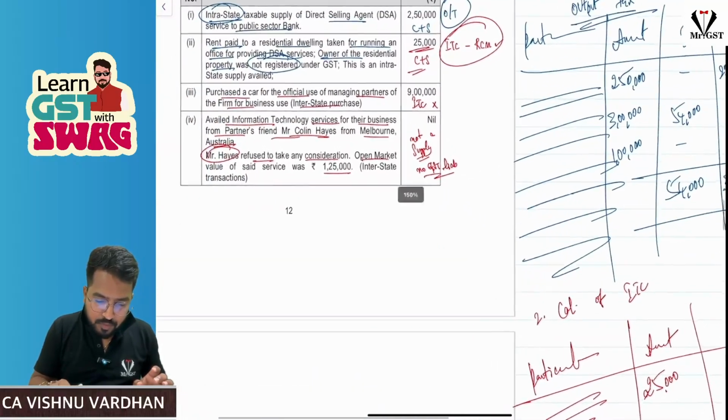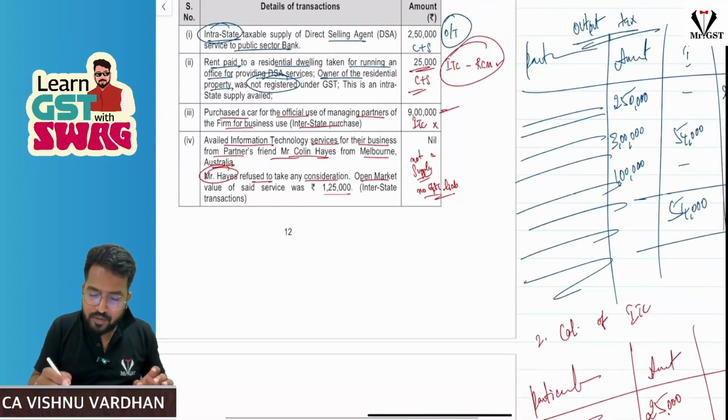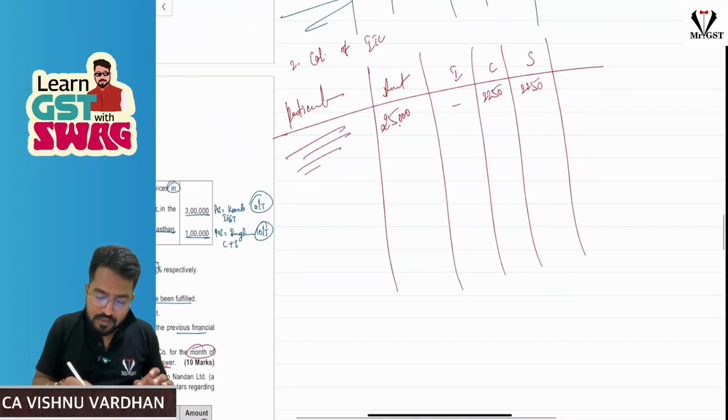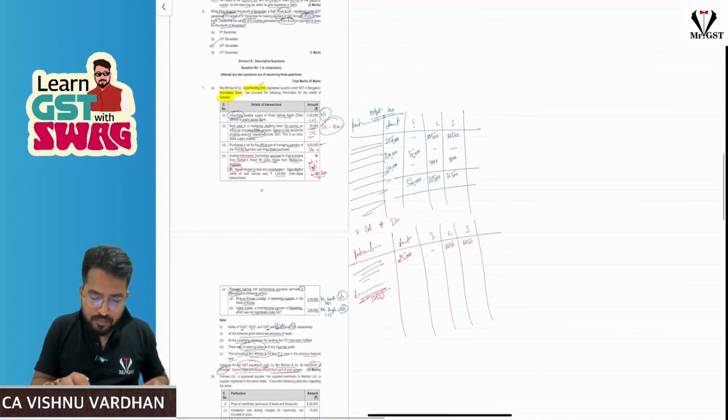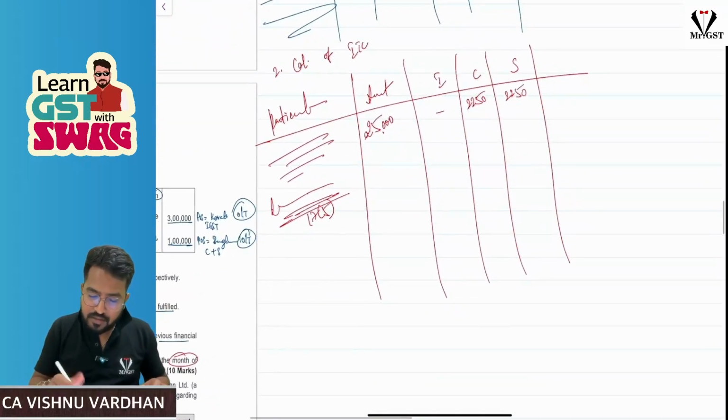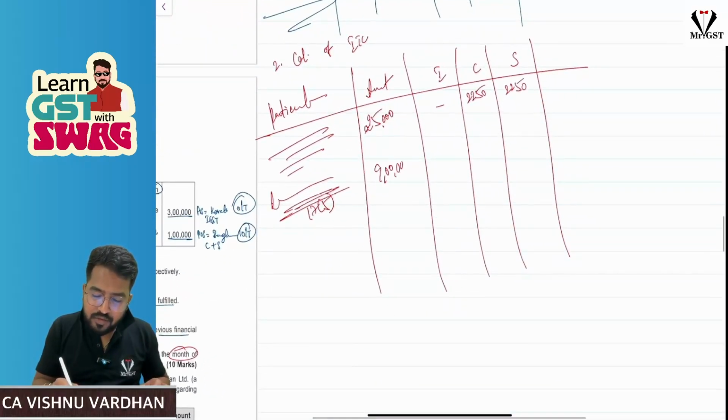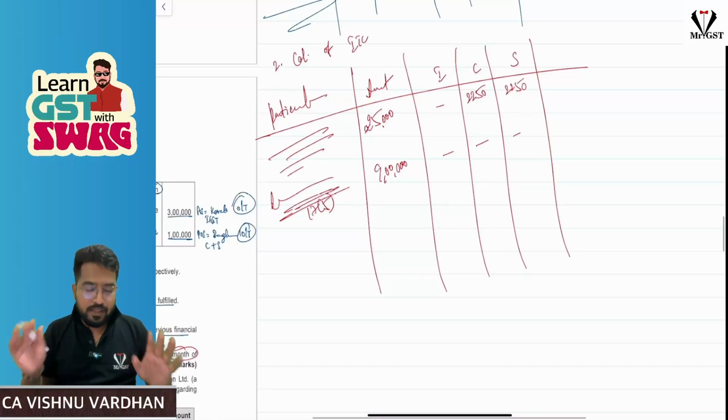Now, sir, one more purchase is there, 9 lakh. Here you cannot take ITC. So write down here, purchase of car, blocked credit, section 17, subsection 5, all those reasons, and you put here in the amount column 9 lakhs. But can you take ITC? No, you cannot take ITC. So in the amount columns you fill nil.